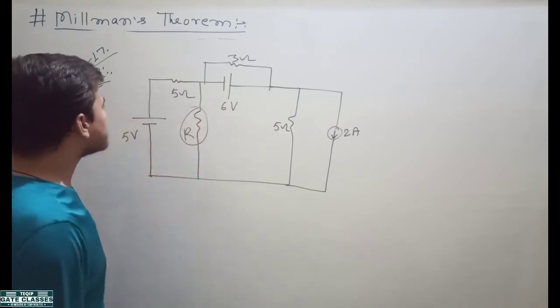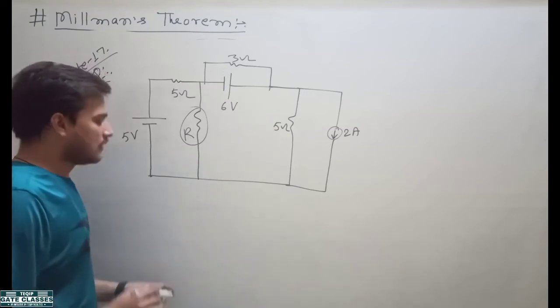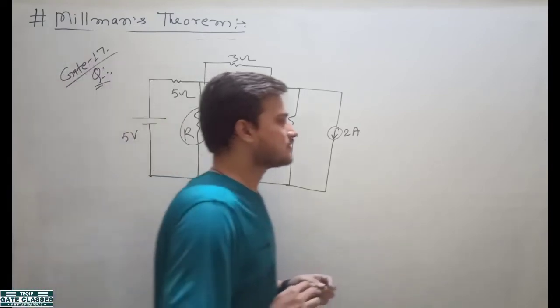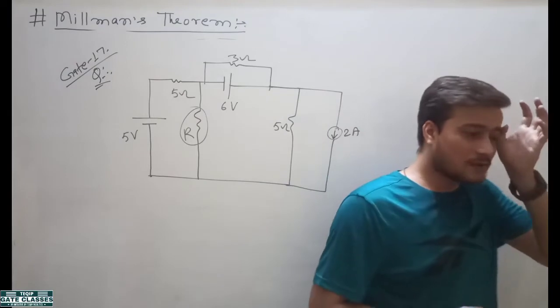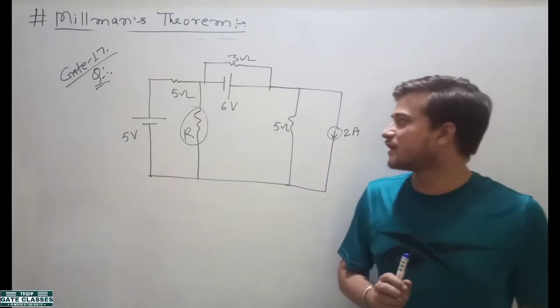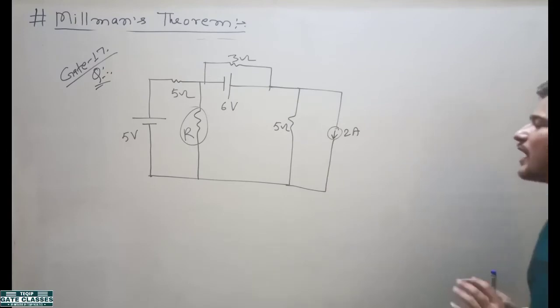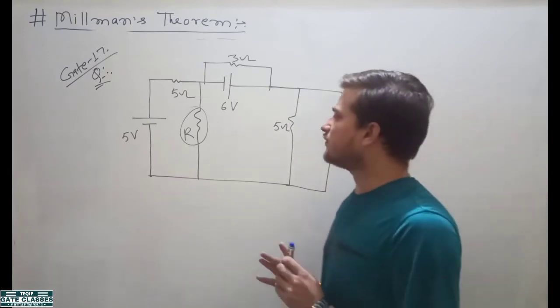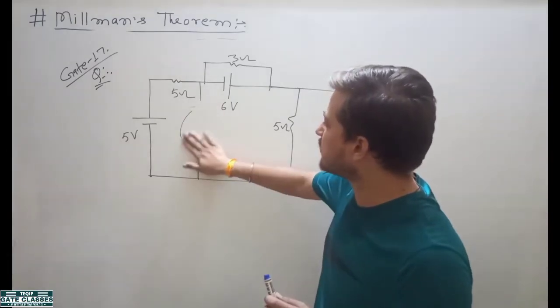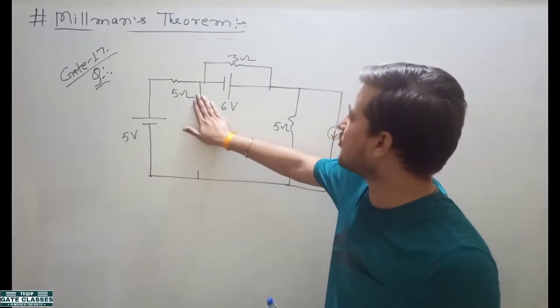So let us see how to find maximum power transferred to this resistance. To find maximum power transferred to this resistance, we will have to find Thevenin's equivalent of the circuit by opening this load. So let us open the load.